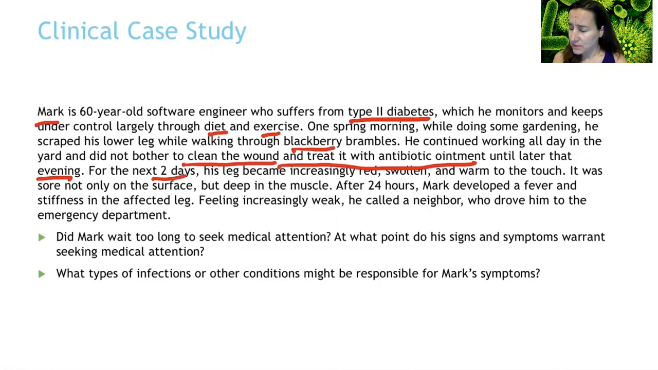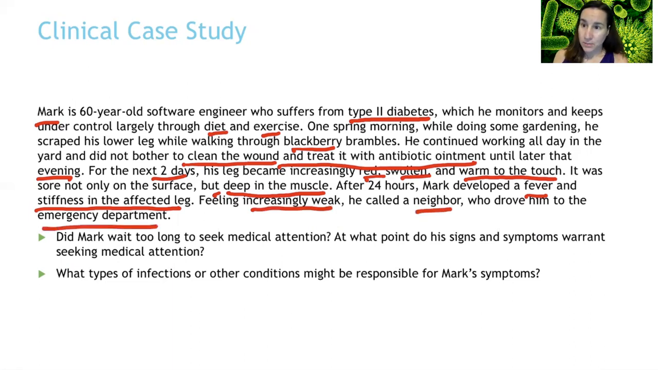Over the next 2 days, the leg became red and swollen and warm to the touch. So he's definitely got some kind of infection. Sore on the surface, but also deep in the muscle. That's concerning. After 24 hours, Mark developed a fever and stiffness in the leg. That's some serious stuff. We need to do something about that. He felt increasingly weak, he called a neighbor, and now he's in the ER. Good, I'm glad he's finally getting some treatment. Let's figure out what's going on with Mark.